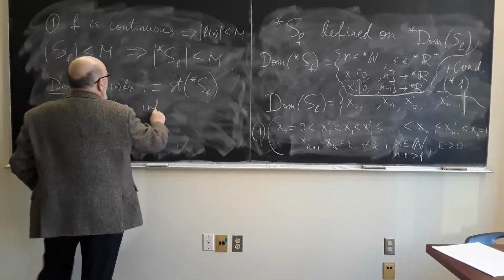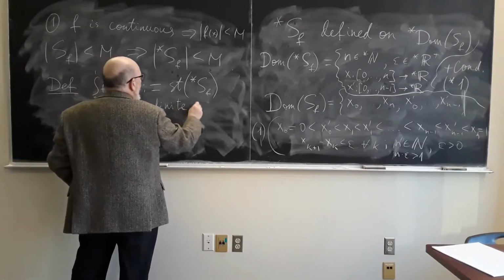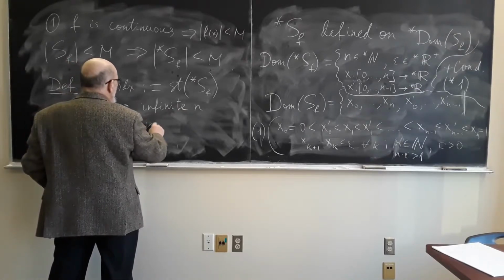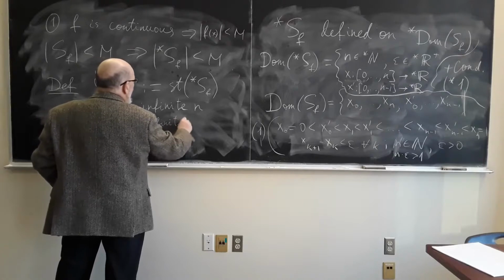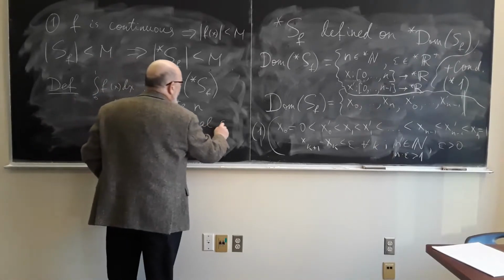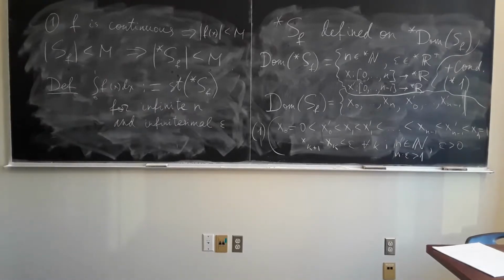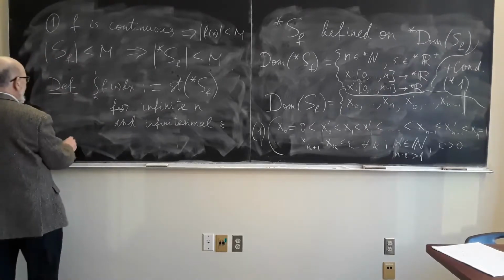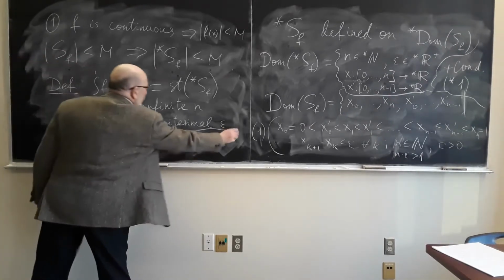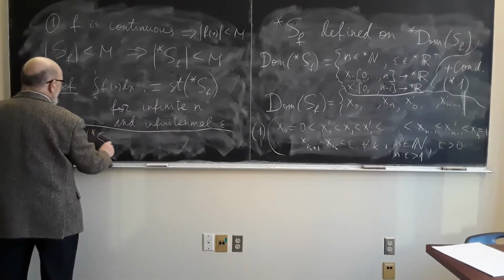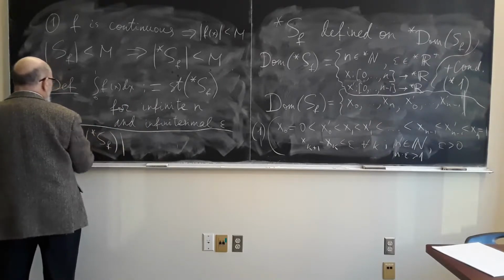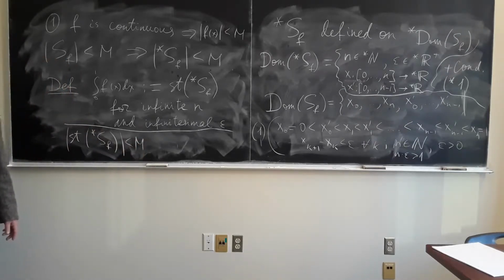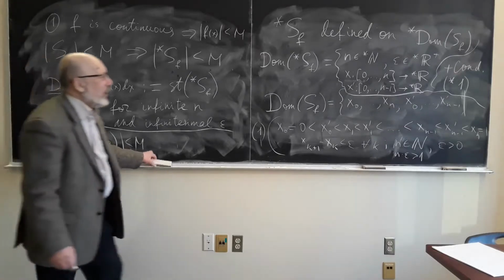for infinite n and infinitesimal epsilon. So first of all, we have star SF. This means that the standard part of star SF is also bounded by the same n, by the transfer principle. So we have the one thing.